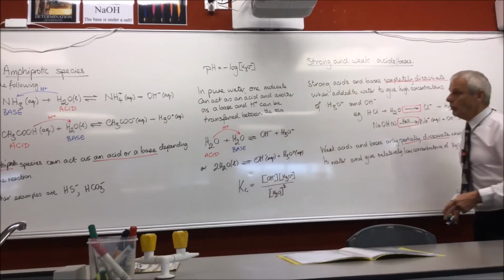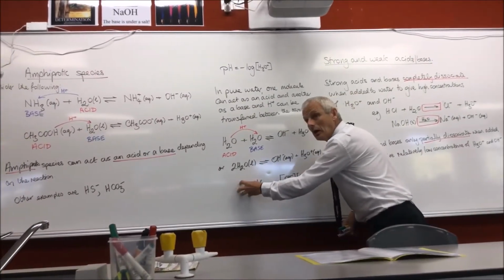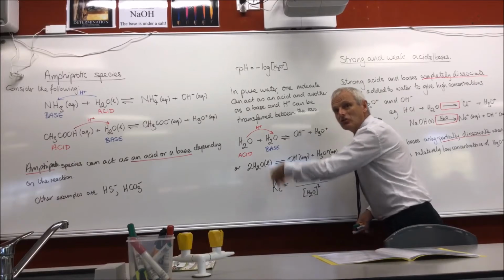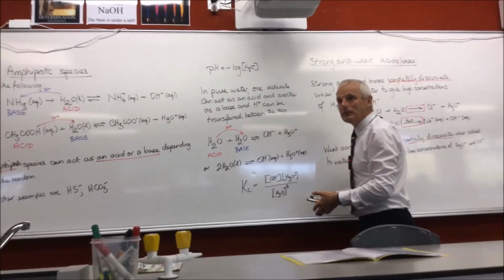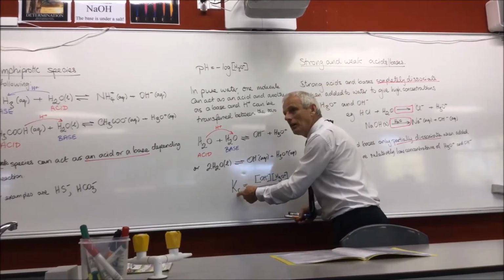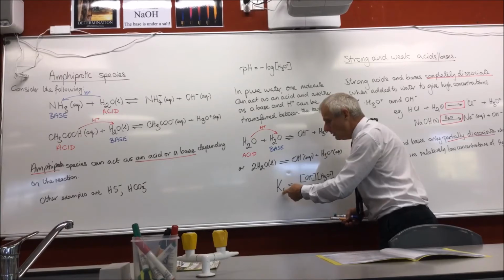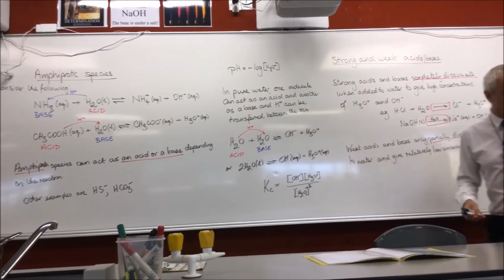So what we can do is, if this is constant, we can just put it up here and merge it into the Kc value, because it's just a constant factor that bumps the value up a bit. So this is a very special version of Kc, and it has its own little letter. It's actually called Kw.